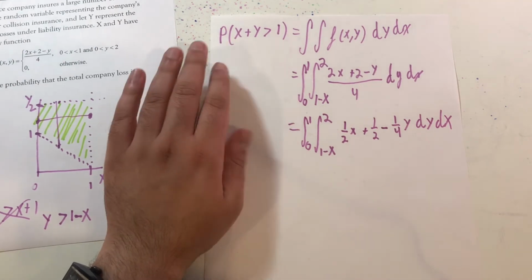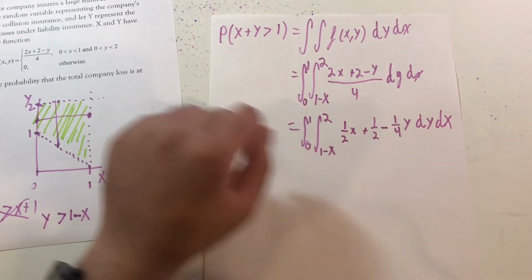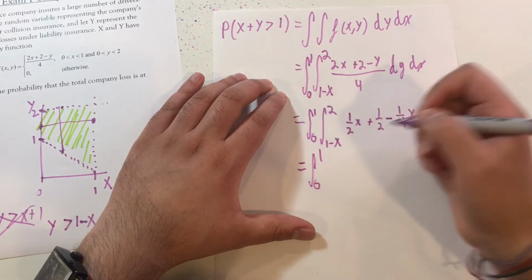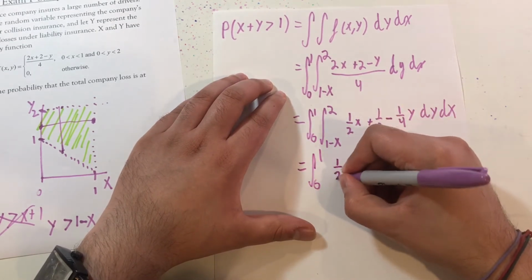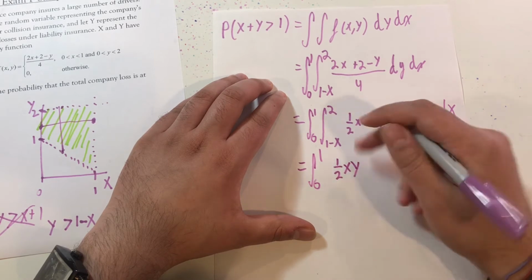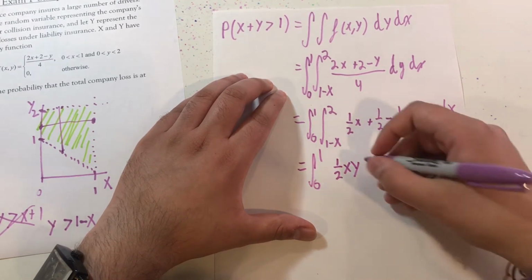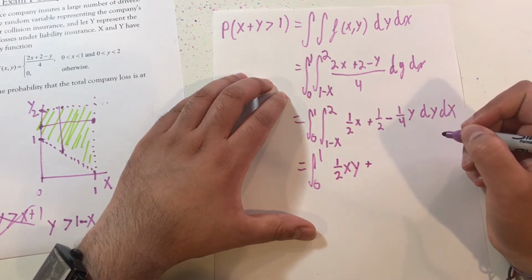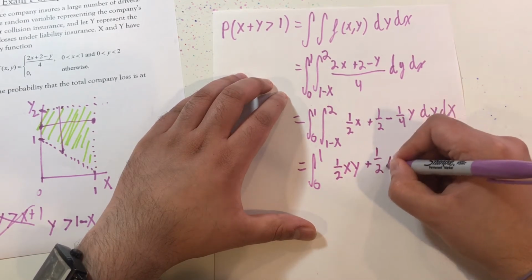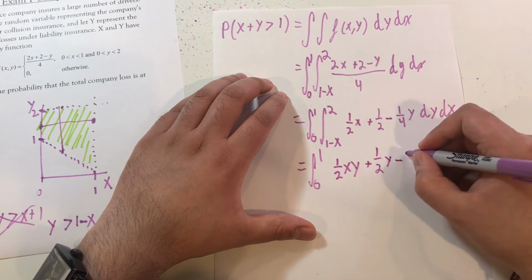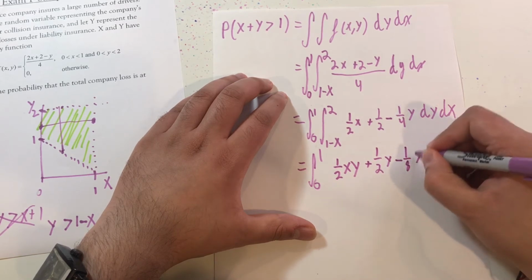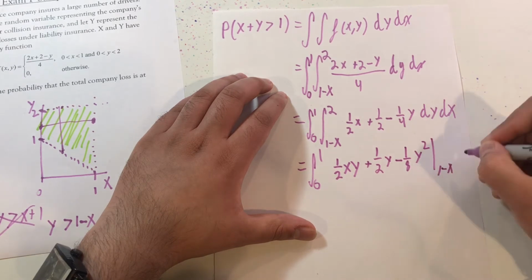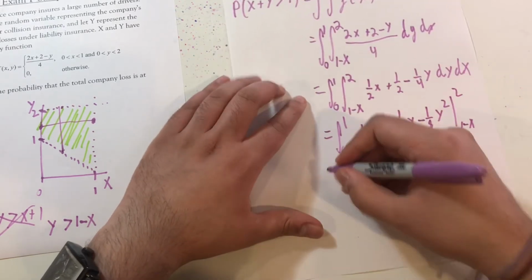Okay, now this is going to be a lot easier to integrate. So first I'm integrating in terms of y. I will get 0 to 1, 1 over 2 xy, right? I'm treating x as though it were a constant, plus 1 over 2y minus 1 over 8y squared. And I'm evaluating that from 1 minus x all the way to 2.